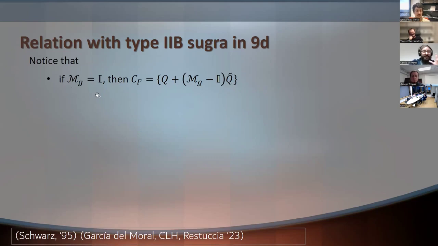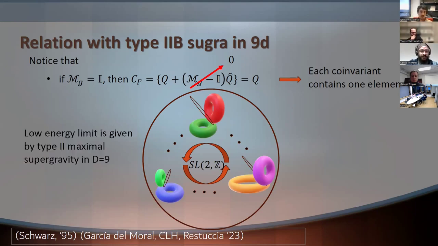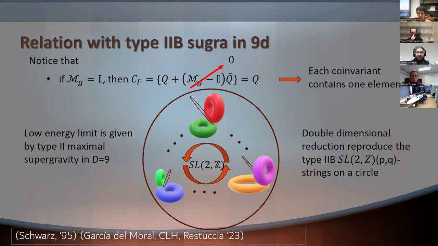So if the monodromy is trivial, let us notice that all these terms in the coinvariant just vanish. So it means that the coinvariant only has one element, okay? It means that we have equivalence classes of bundles that contain only one element, and there is, of course, a transformation between the inequivalent bundles, which is basically the SL(2,Z) transformation, okay? The low energy limit in this case is given by type II maximal supergravity in 9 dimensions, and the double dimensional reduction reproduces the type IIB SL(2,Z) (p,q) string on a circle.